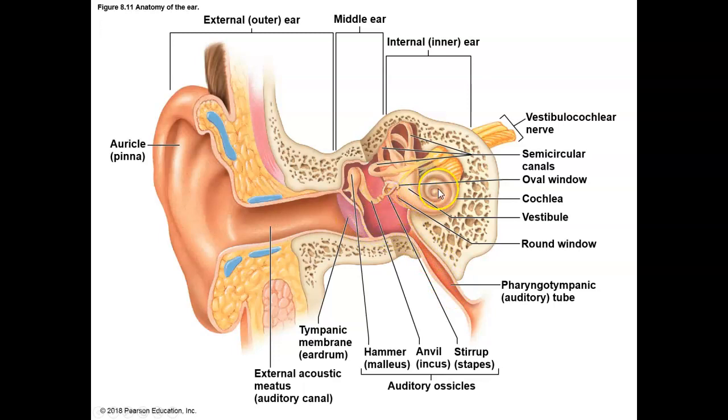of that middle ear. The inner ear then contains the receptors for hearing and equilibrium. So in the cochlea, we have receptors for hearing, and at the base of the semicircular canals, which are these structures, and the vestibule, we have the receptors for equilibrium.